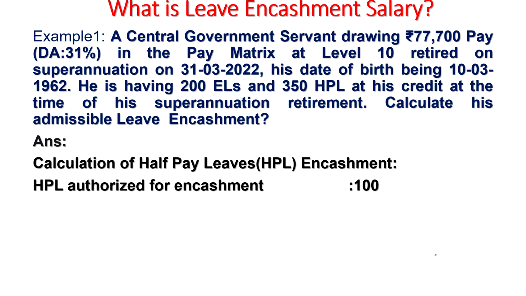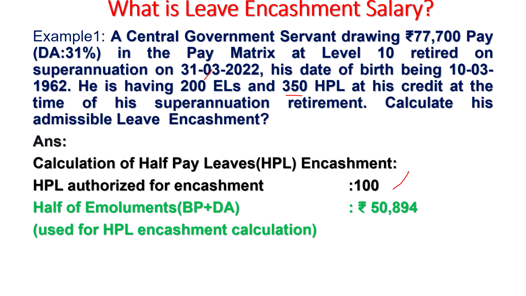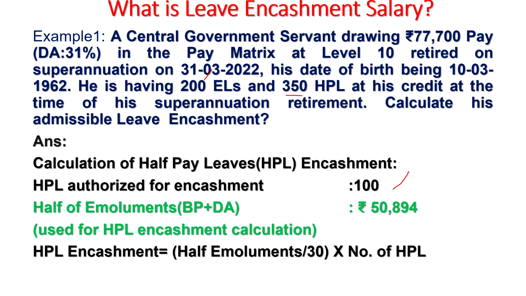The HPL authorized for encashment is 100, because already 200 ELs are there. So of the 300, 100 is authorized, and half of the emoluments, as we have seen, is 50,894, because here we are calculating HPL, so basic pay plus DA by 2. The HPL encashment formula is half of the emoluments by 30 into number of HPL, or you can also say basic pay plus DA by 60 into number of HPL, because half of the emoluments means basic plus DA by 2, that can be brought forward as 60 here, and here it comes basic plus DA instead of half of the emoluments.